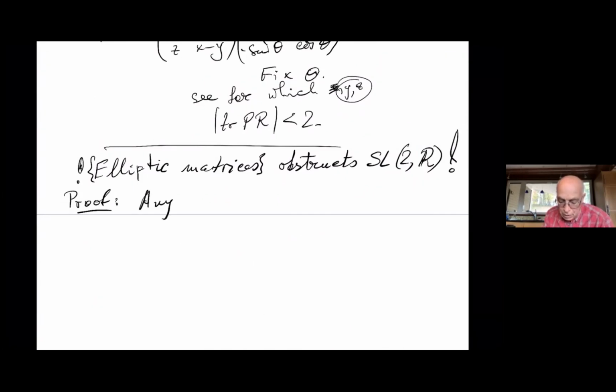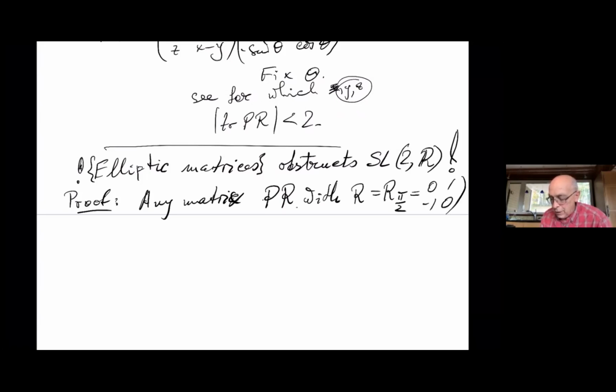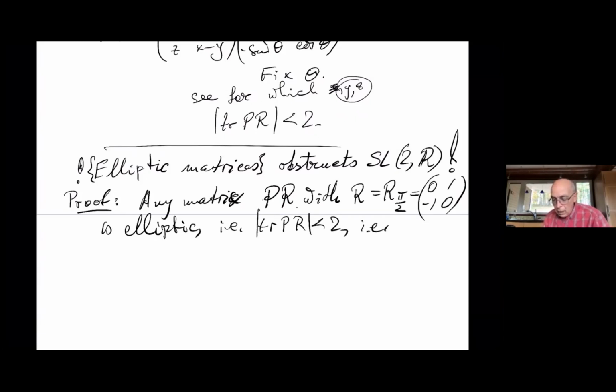Any matrix PR with R a 90-degree rotation, in other words 0, 1, minus 1, 0, is elliptic, i.e. it has a trace less than 2. That is, PR is similar to a rotation. So it's some matrix T inverse times the rotation by 90 degrees times T.